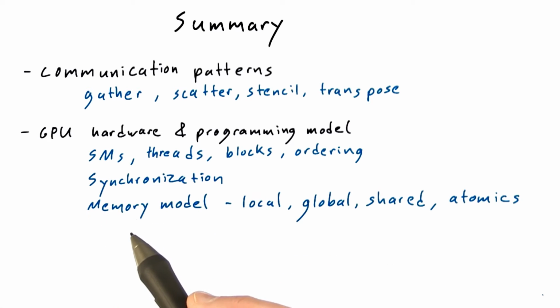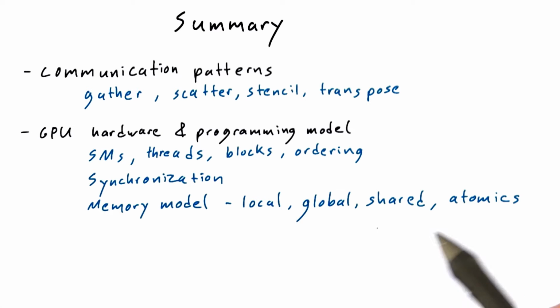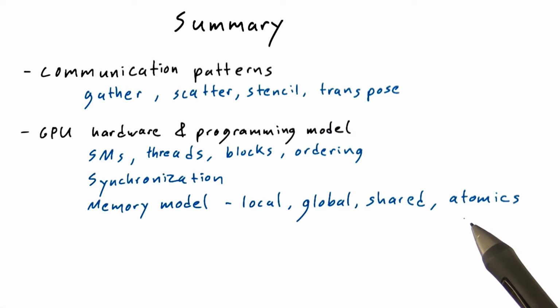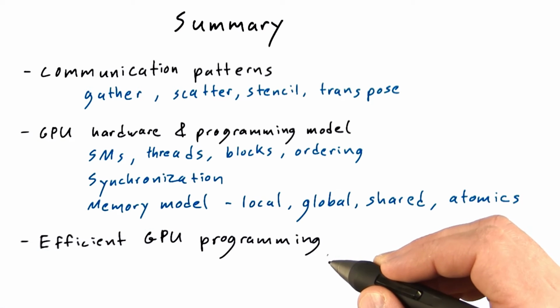We've learned about that GPU memory model, topics like local and global and shared memory, and how atomic operations can simplify memory writes by concurrent threads. Finally, we got a quick preview of strategies for efficient GPU programming.